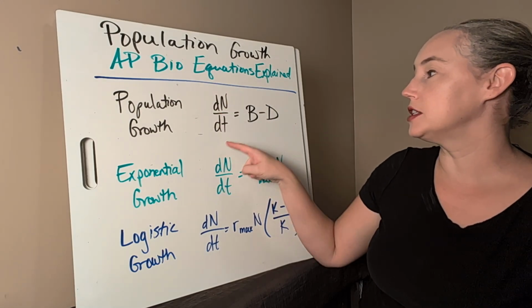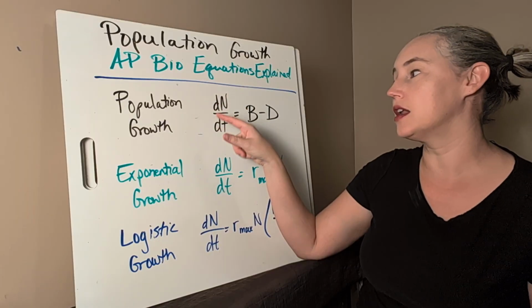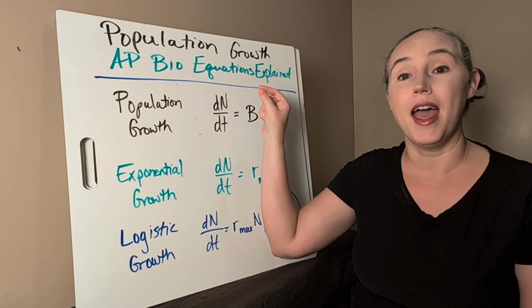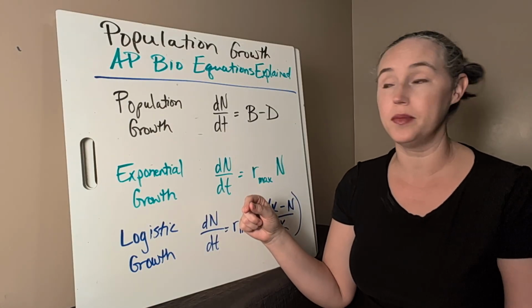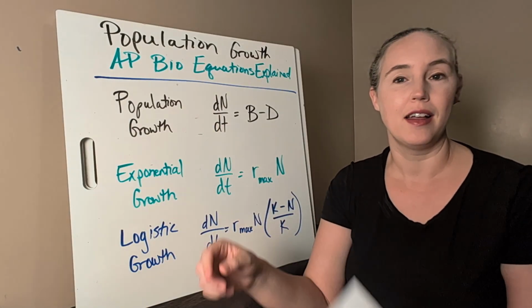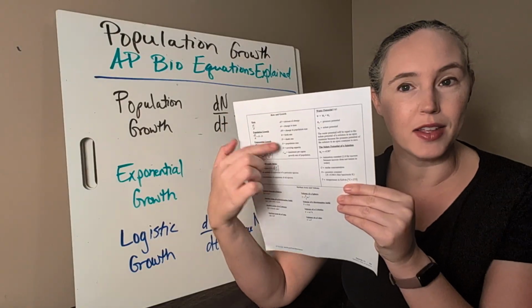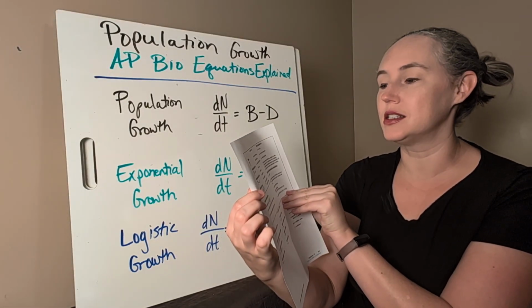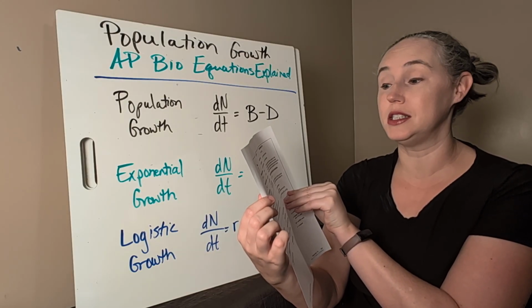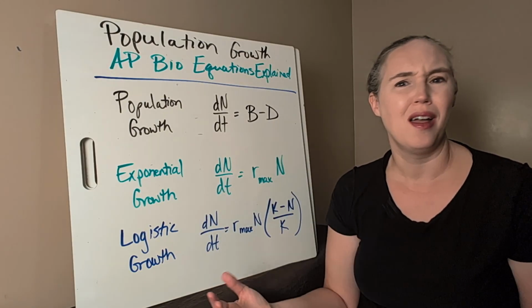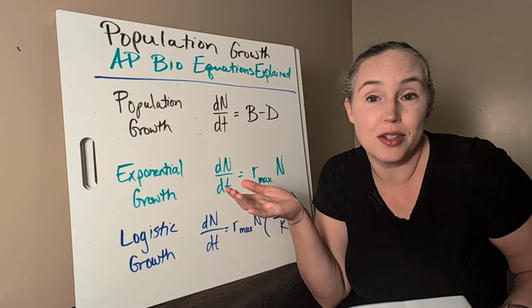You're going to see population growth written as dN over dt. N is the population, t is time. But what is d? If we look here at the variable description, it says change in. So dN is change in population and dt is change in time. But what does d have to do with change?